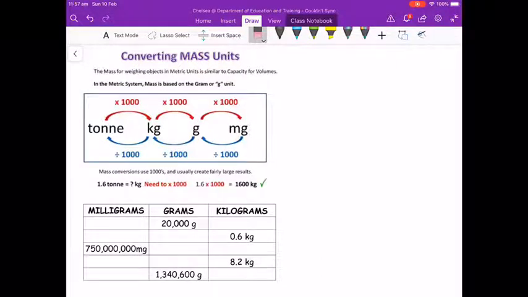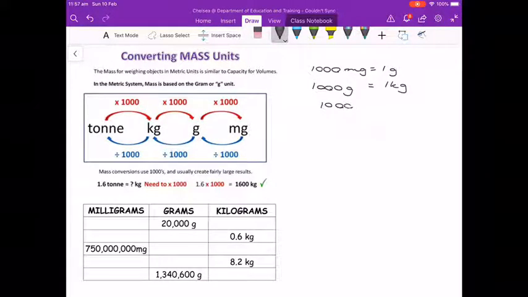Today we are looking at converting mass, and I'm going to show you how to do this using a conversion chart. Before we begin though, it's good to know that there are 1,000 milligrams in 1 gram, there are 1,000 grams in 1 kilogram, and there are 1,000 kilograms in 1 tonne. You can probably notice that by looking at the conversion chart on your left.